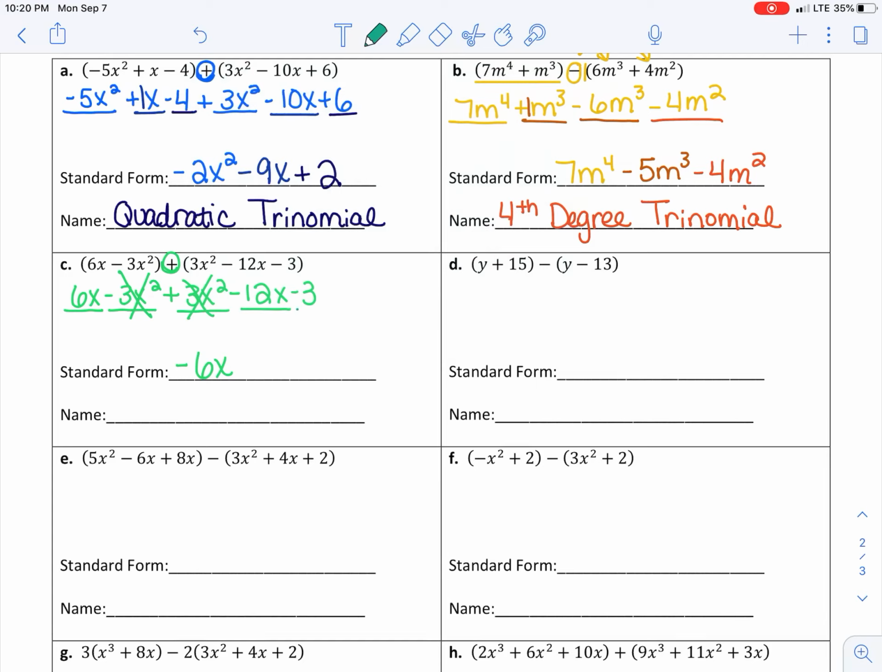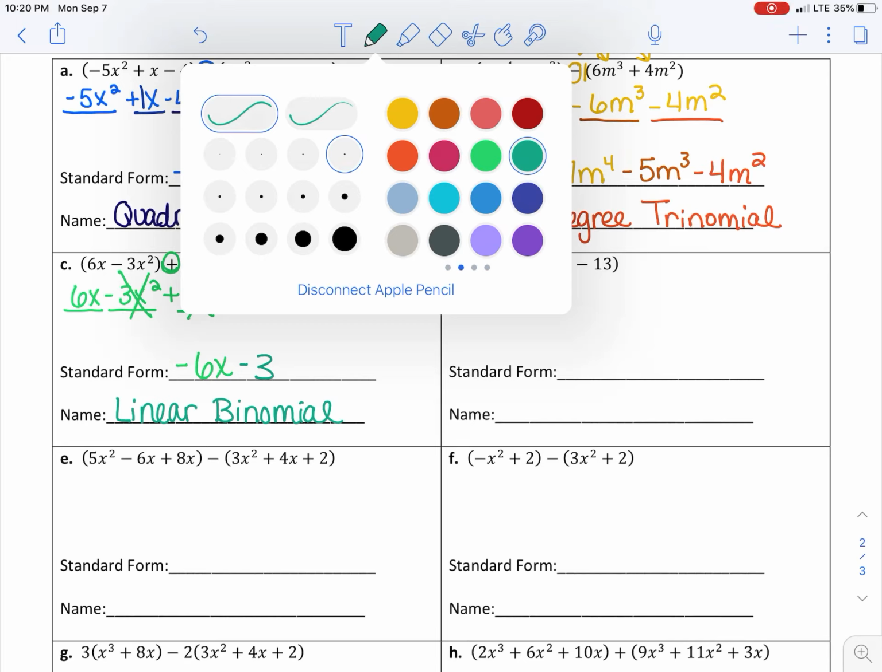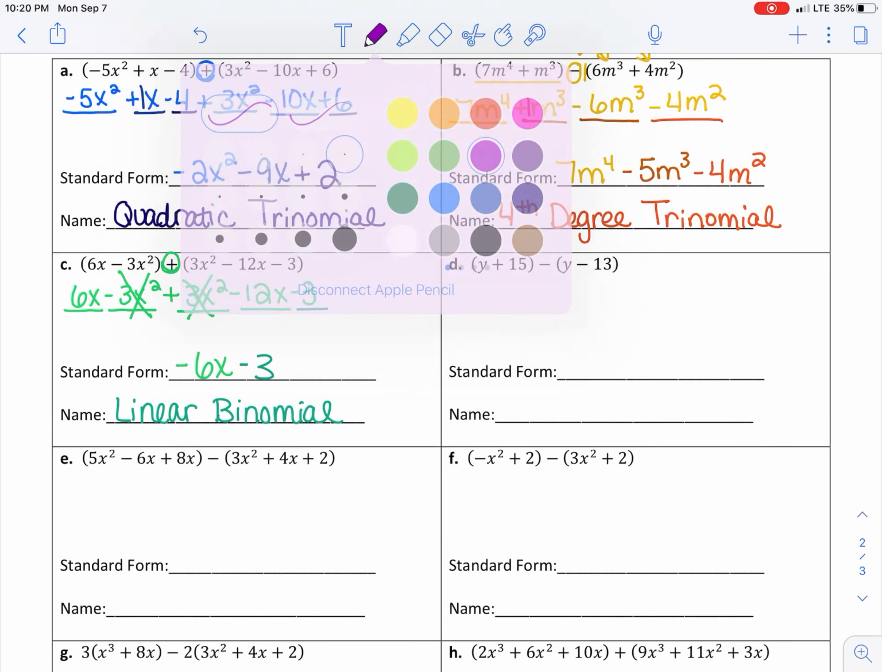Okay, then we have our constant negative 3, and there are no more constants, so that's just going to be a minus 3 there. And in this case, our highest degree is that imaginary 1 there, which I don't want you to put. I want you to get in the habit of not putting that 1. But just to tell us what the name is, it's nice to know that there is a 1 there technically. So this is a linear. And then we have 2 terms, so that's going to be a linear binomial. Okay. All right, let's look at the next one.